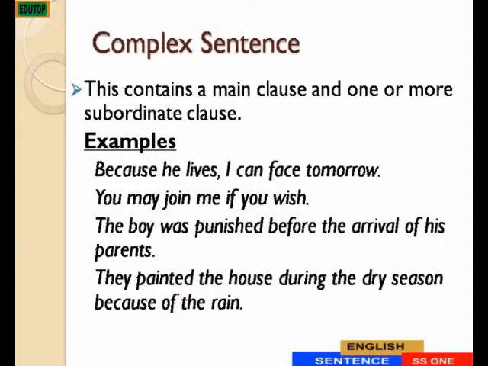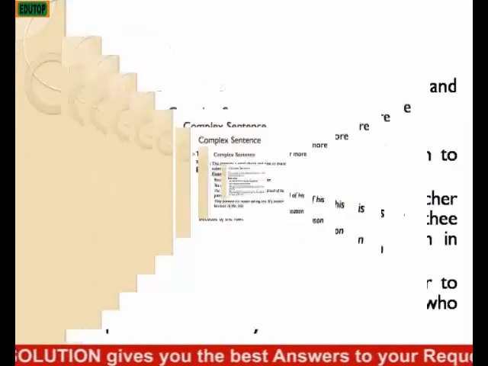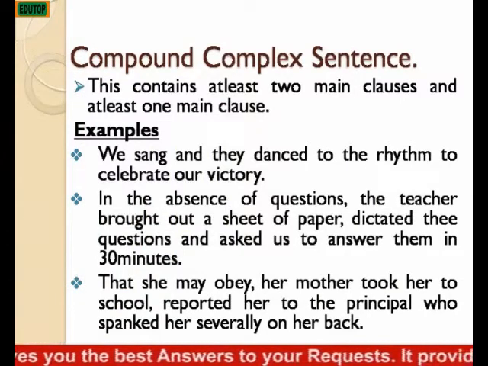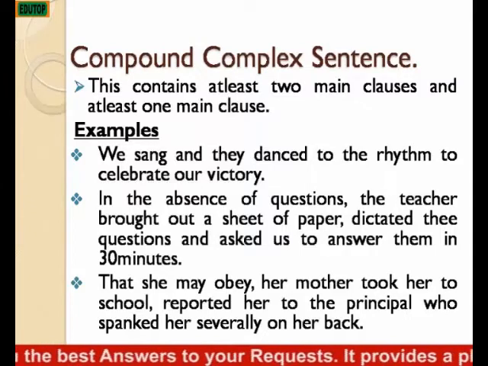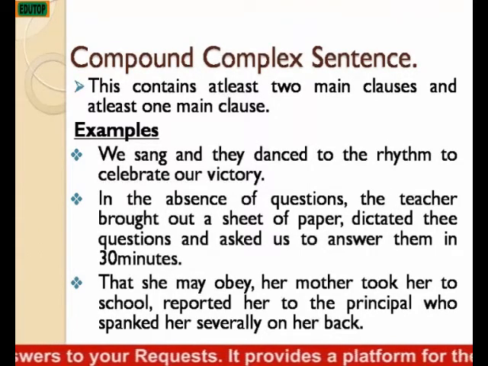is the main clause because of the wherein is the subordinate clause. So they make complex sentences. Compound complex sentence. The compound complex sentence contains at least two main clauses and at least one subordinate clause.